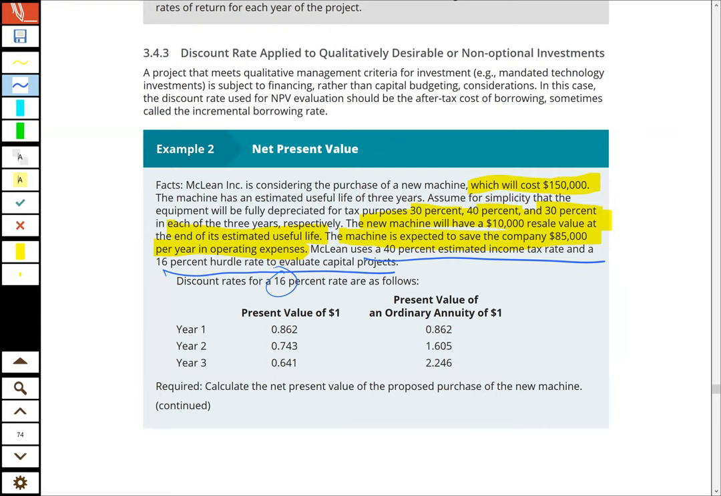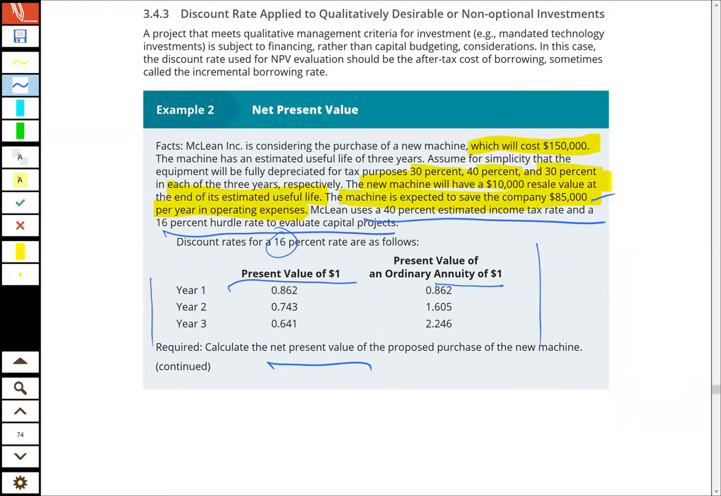Now, they give us different factors, and we're going to have to know how to apply them to the different years' worth of information given here. If it's an annuity, what does that mean? That means we have a steady amount of cash coming in year after year. So I'm thinking the $85,000 is a good candidate for an annuity because it says it's going to save that amount per year. It would be nice if we could use the annuity factors for some of the others, but unfortunately those come in at different amounts over the years. So for those we're probably going to have to use the present value of a dollar factors, and that's going to require more calculations, okay?